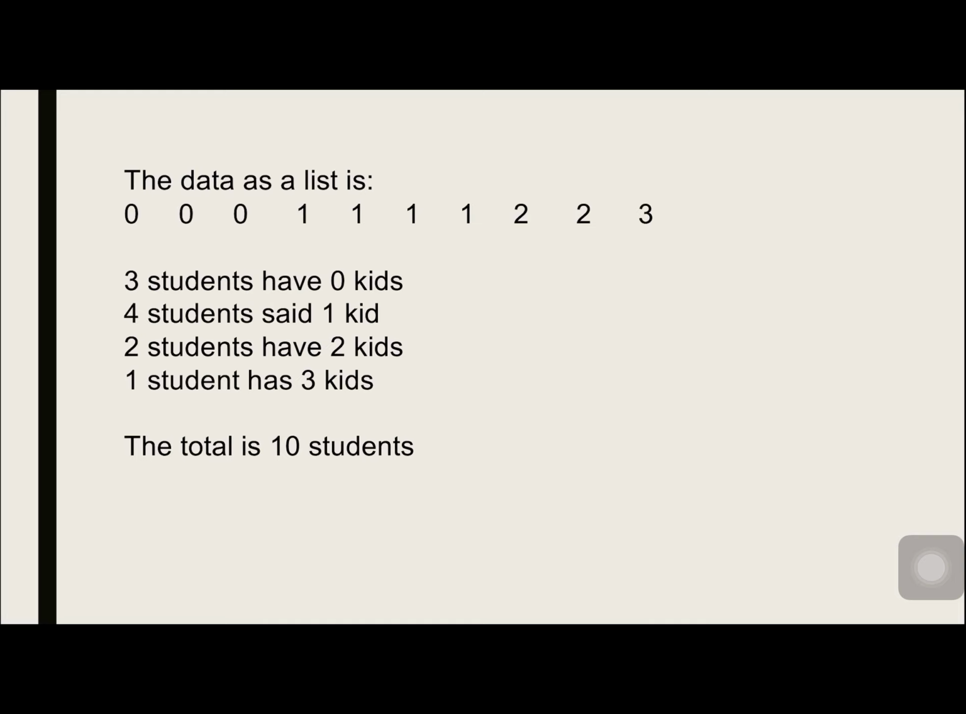And the data as a list are those numbers there. So somebody said 0, another person said 0, and so on. This means 3 students have 0 kids. 4 students said 1 kid. 2 students have 2 kids, and 1 student has 3 kids. And the total is 10 students.